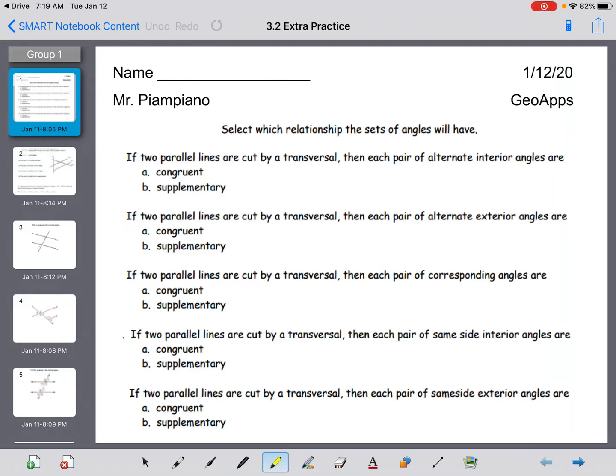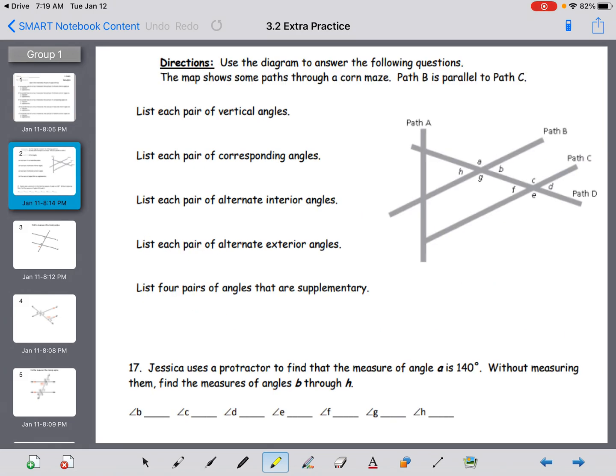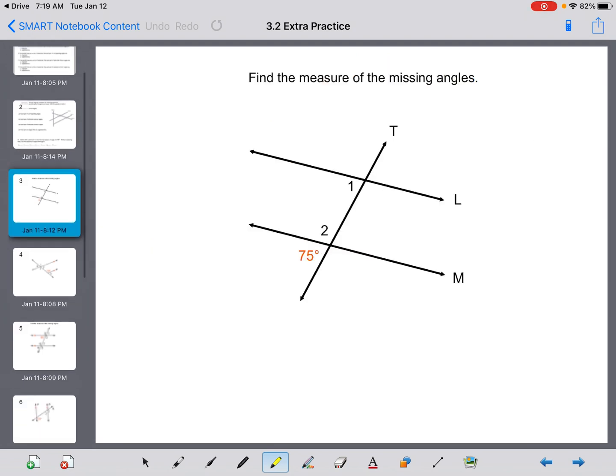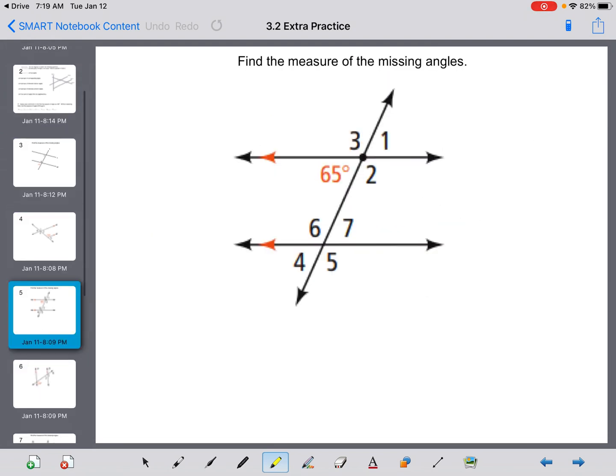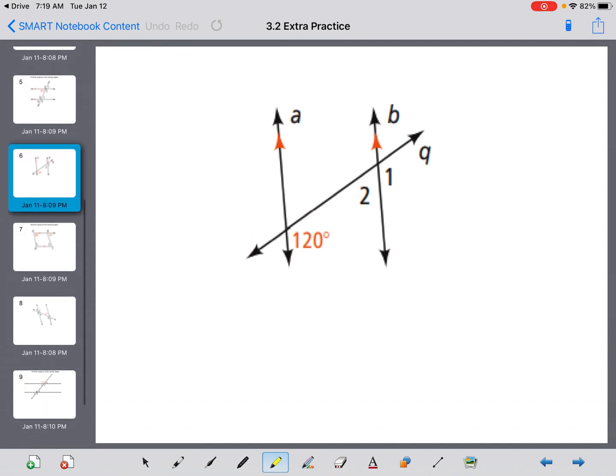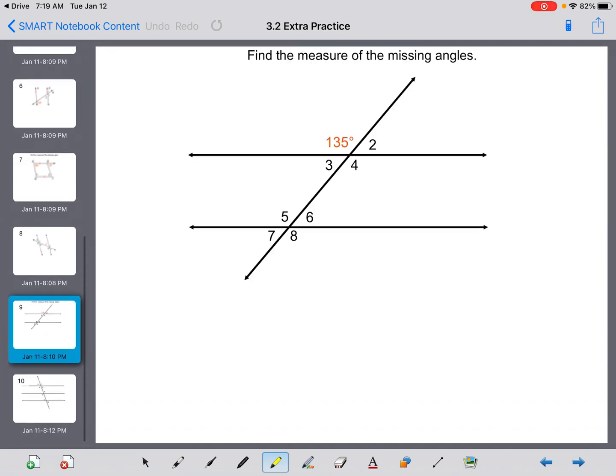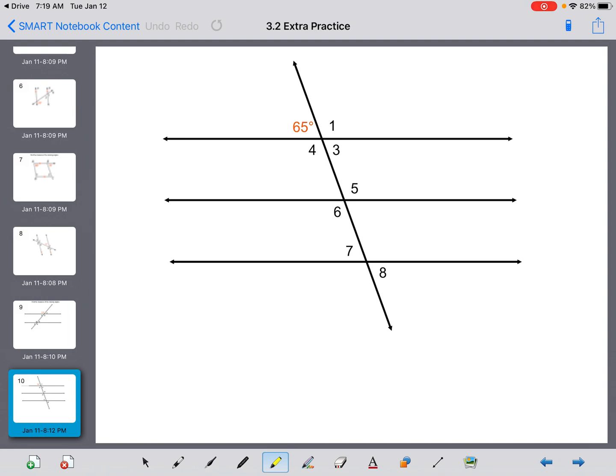What you have here is a few multiple choice questions. Then you're going to list the angle pairs for each of the questions here, and then you're going to have 1, 2, 3, 4, 5, 6, 7, 8 questions where you're going to have to label the degrees of all the angles.